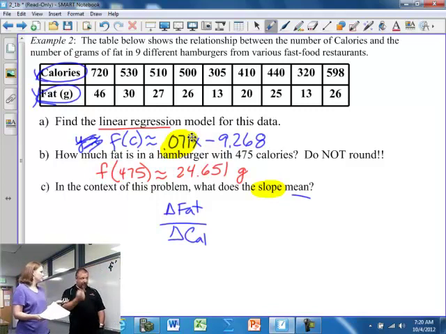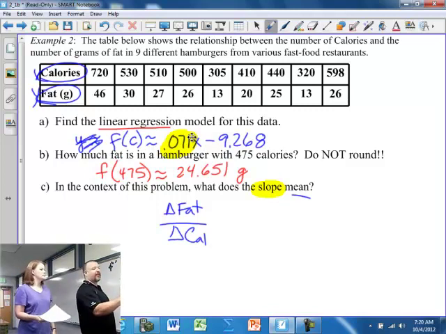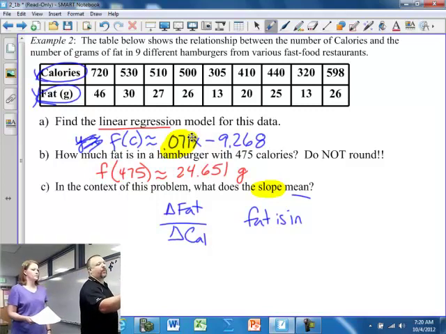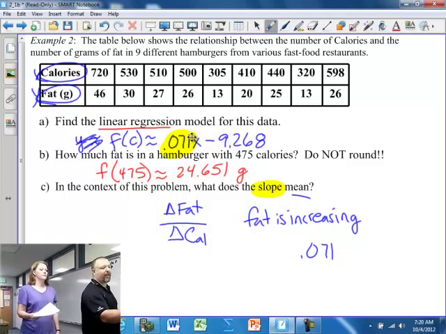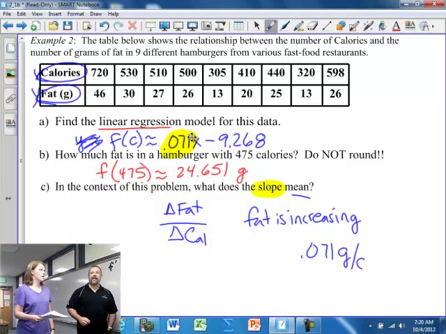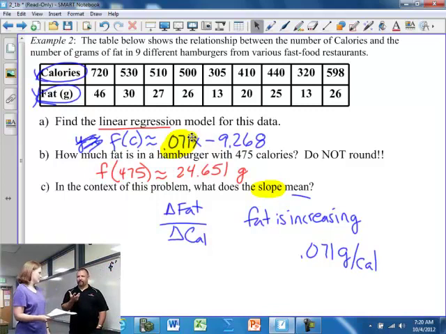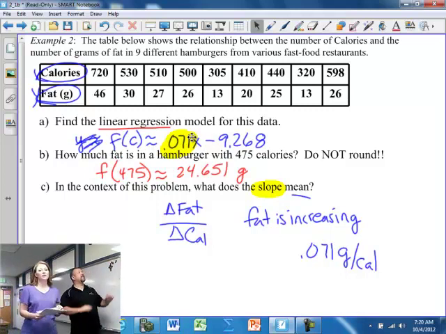I gotcha. And since it's positive, it's going up. So the fat is increasing. 0.071 grams per calorie. And you want that rate, that fractional g over cal thing. Okay, so we're wanting you to get involved with the units that you usually ignore. Yeah, because in calculus, it's important to have the right units too. They're super important. It's important here now.